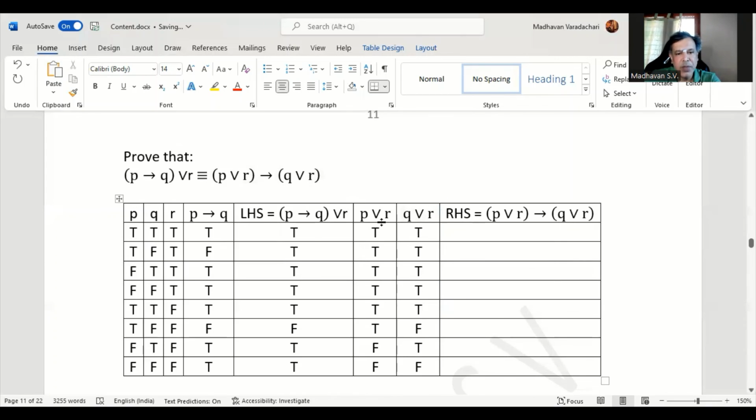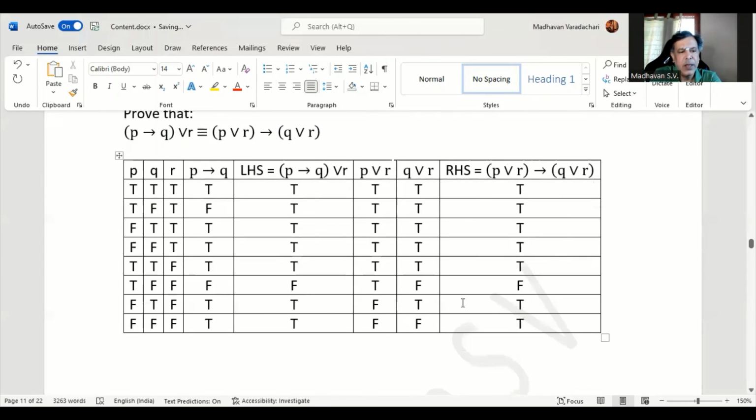Now P or R implies Q or R. It means these 2 columns we are going to compare. If the first statement is true and the second statement is false, only then it is false. Otherwise it is true. That is appearing here. The rest of them are all true. Now we may notice that the left hand side components and right hand side components are the same. So I can conclude, hence the proof.